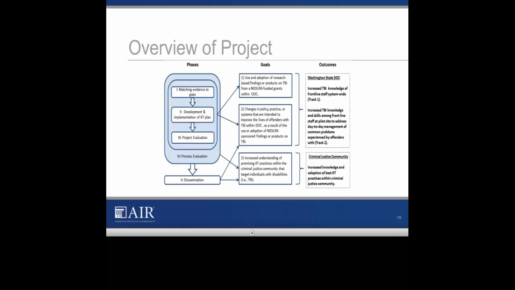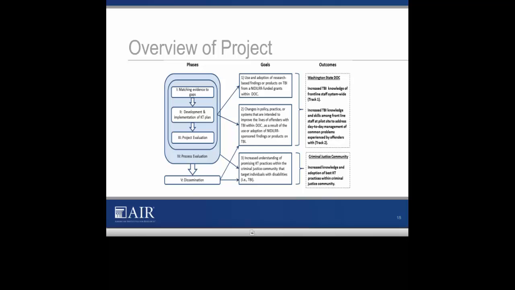Our project was designed to build across 5 phases, but we really designed it more as a process than as a very clearly defined set of steps. And that's because we feel strongly that the development of the KT plan, all of that work, is going to be an interactive process with DOC.